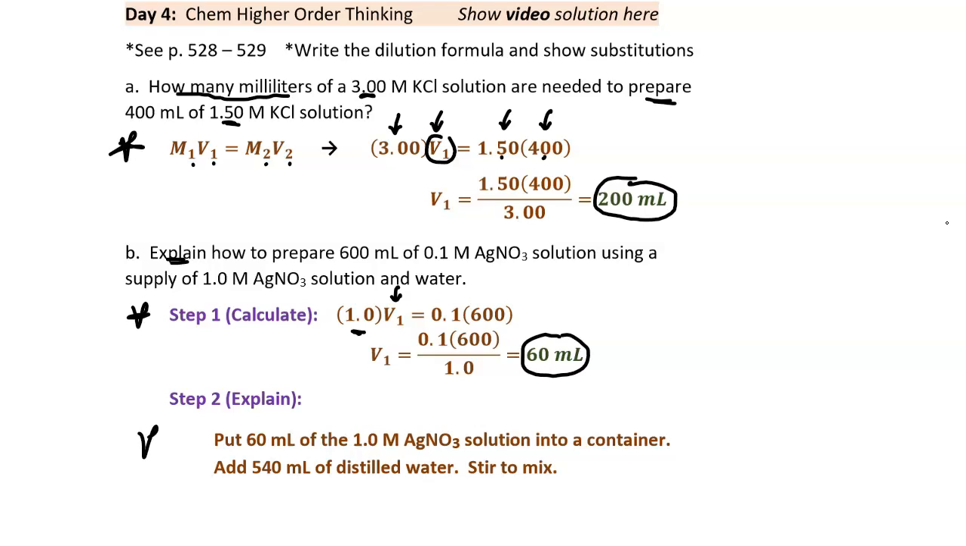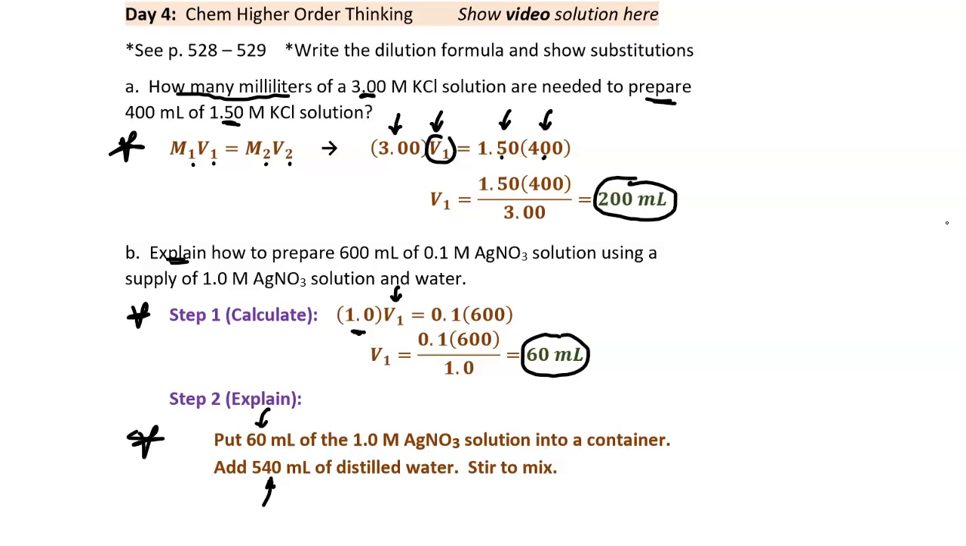So now I have this sentence. Put 60 milliliters of the 1.0 molar solution into a container. Then add 540 milliliters of distilled water. Stir to mix. Notice that my final explanation sentence uses the 60 milliliters that we had calculated in step 1, but it goes one step beyond that, and it tells how much water you need to add when you stir it together.